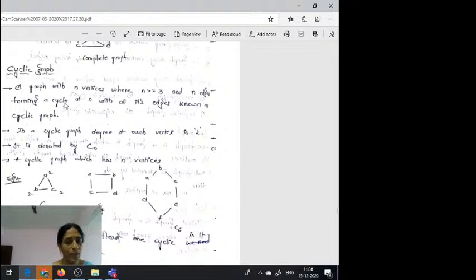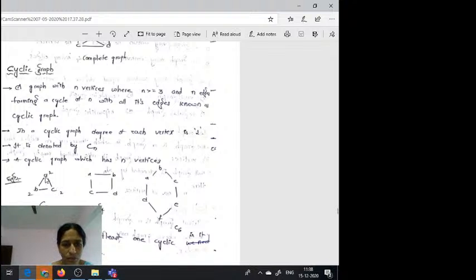So in that case, how many edges are there in the cycle graph? If it is the complete graph, it is NC2. If it is a cycle graph, how many vertices are there? That means minimum 3 vertices. And coming to the edges, n number of edges.